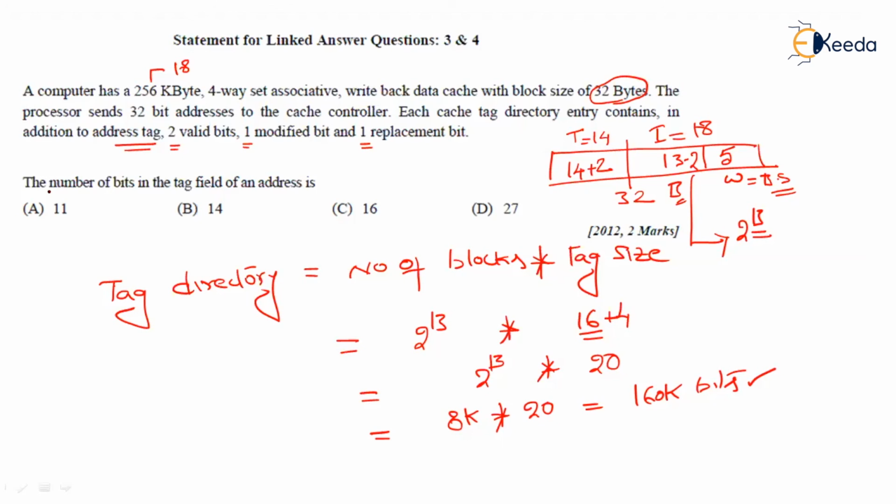So for the first question, the number of bits in the tag field will be 16, you know that. But now we are asked about the tag directory size. When it comes to the tag directory size, we must multiply the number of blocks with the tag. But the tag also has some additional bits, which are equal to 4 here. Altogether 20 times 8k is equal to 160k, which is the answer for this.